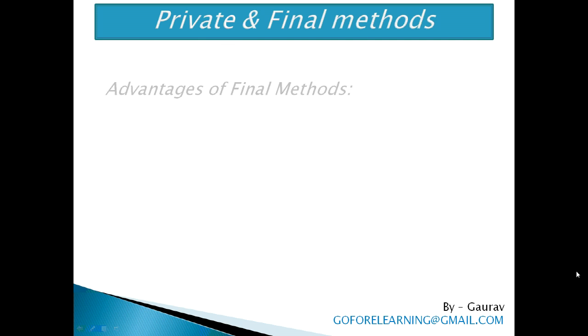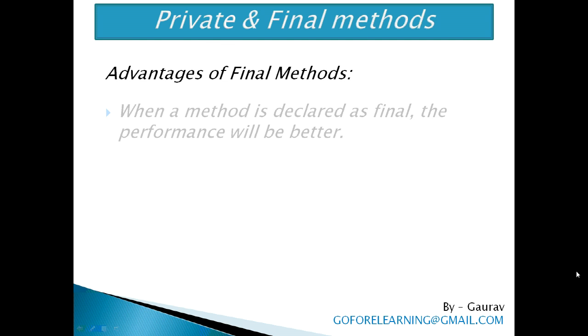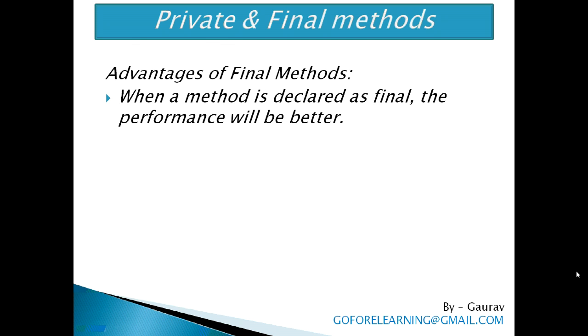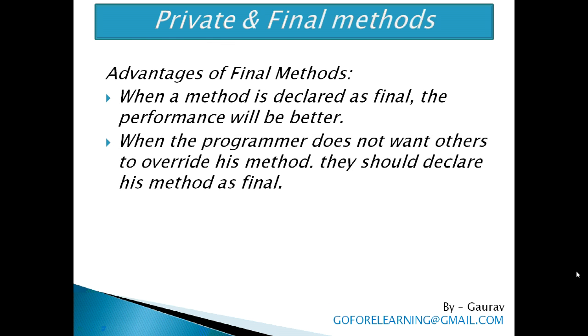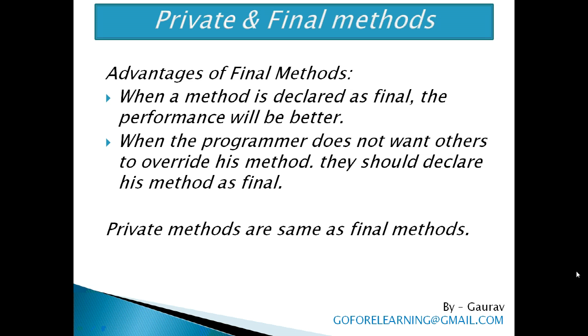There are two advantages of final methods. When a method is declared as final, the performance will be better. When the programmer does not want others to override his method, he should declare his method as final. So, private methods can be taken as final methods because the Java compiler assigns the value for the private methods at the time of compilation. Also, private methods cannot be modified at runtime. This is the same case with final methods also. Neither the private method nor the final method can be overridden.